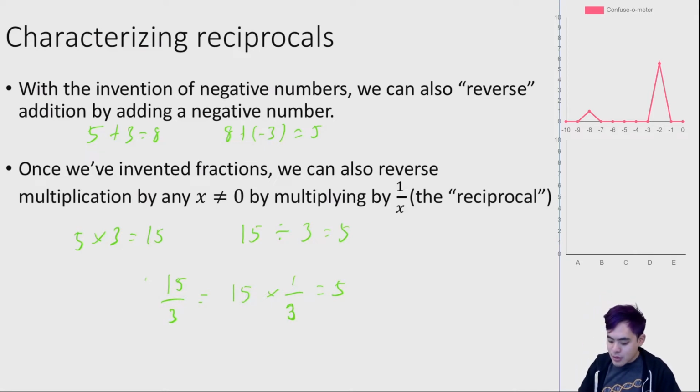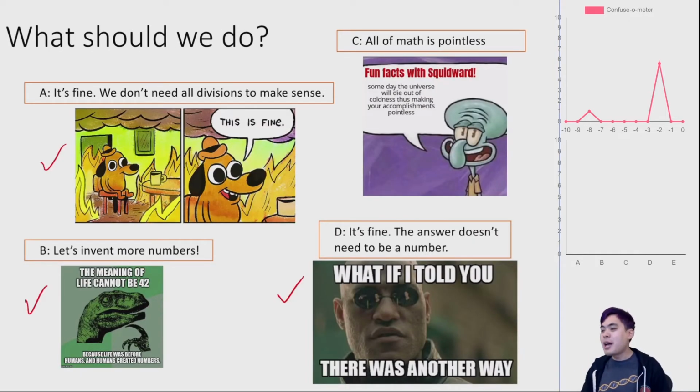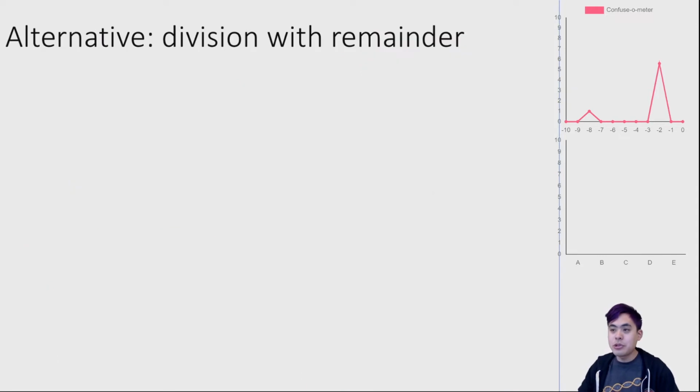But if you don't like fractions, there are other things you can do as well. So for example, back when we were talking about the different things you could do, sometimes you might say it's fine, we don't need everything to be a number. That's basically what we're doing when we're doing division with remainder. You're not actually going to have the answer be a single number.